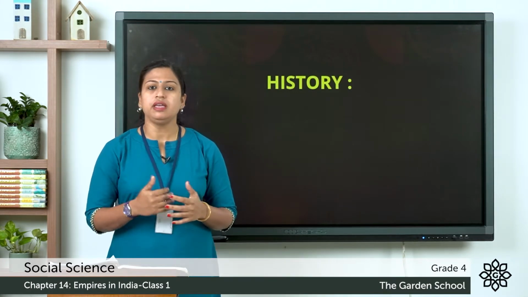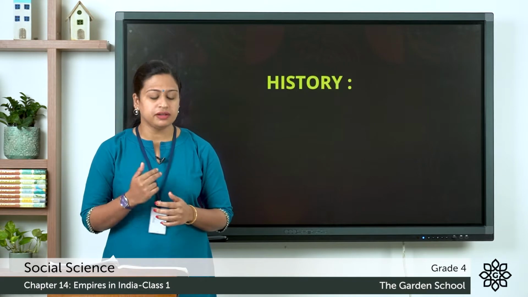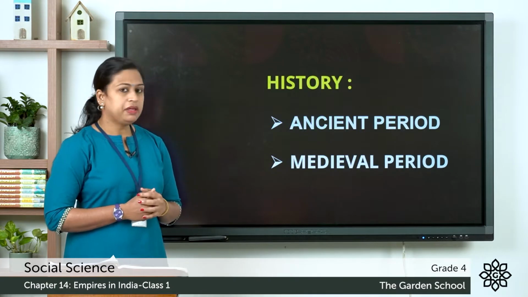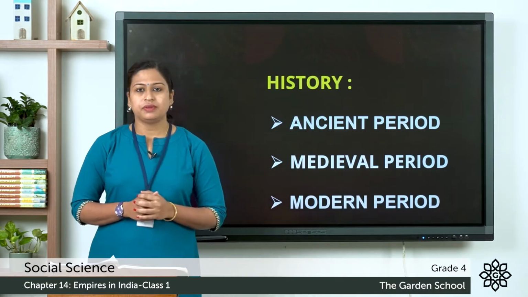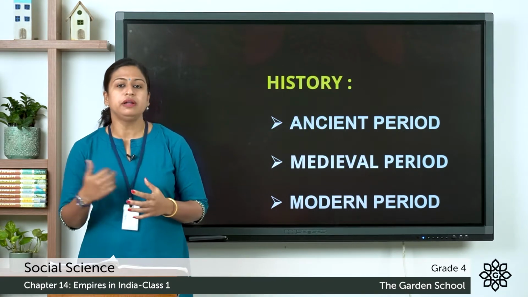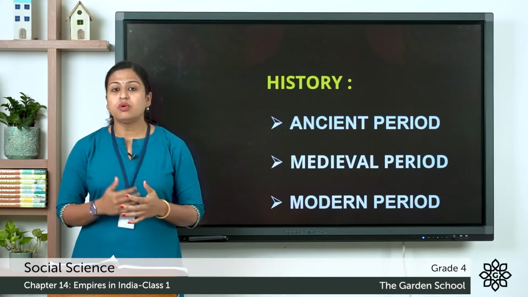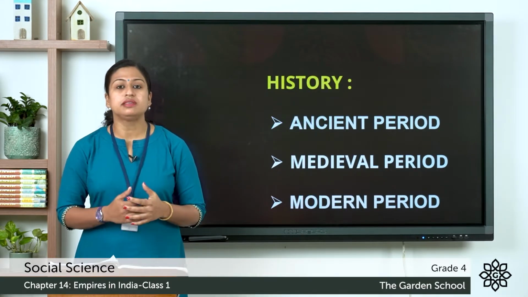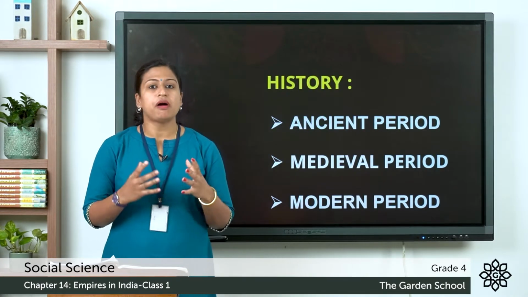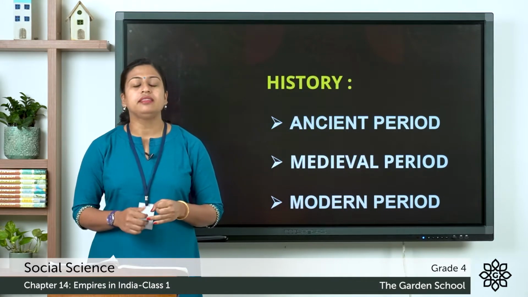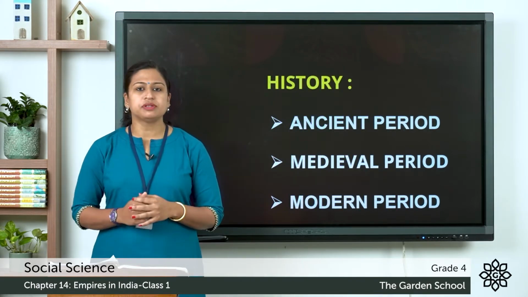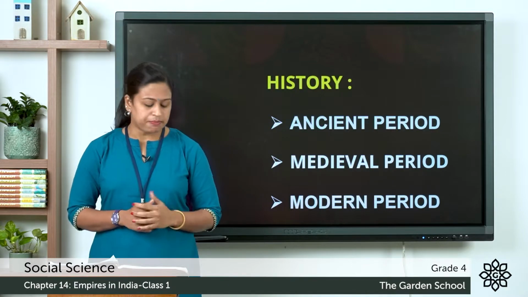History means the study of the past, and Indian history is divided into three periods, that is ancient period, medieval period and the modern period. Kids, do you know that many great rulers have ruled over different parts of our country, and the most important empires in India were the Mauryan Empire and the Mughal Empire. The Mauryan Empire was very powerful during the ancient period and the Mughal Empire was powerful during the medieval period. So in this chapter, we will be discussing these two empires.